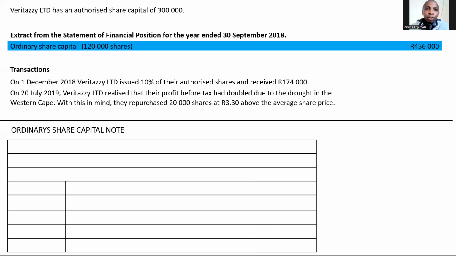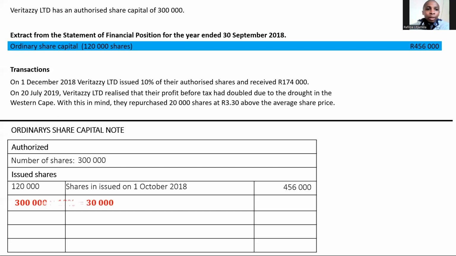I will start with my authorized share capital. My authorized share capital here will simply be 300,000. And I will have issued, at the beginning of the year, 120,000 shares, and the share capital raised from that will be 456,000. Okay, and then the first part of the transaction says that on 1 December 2018, Veritas Limited issued 10% of the authorized shares and received 174,000.